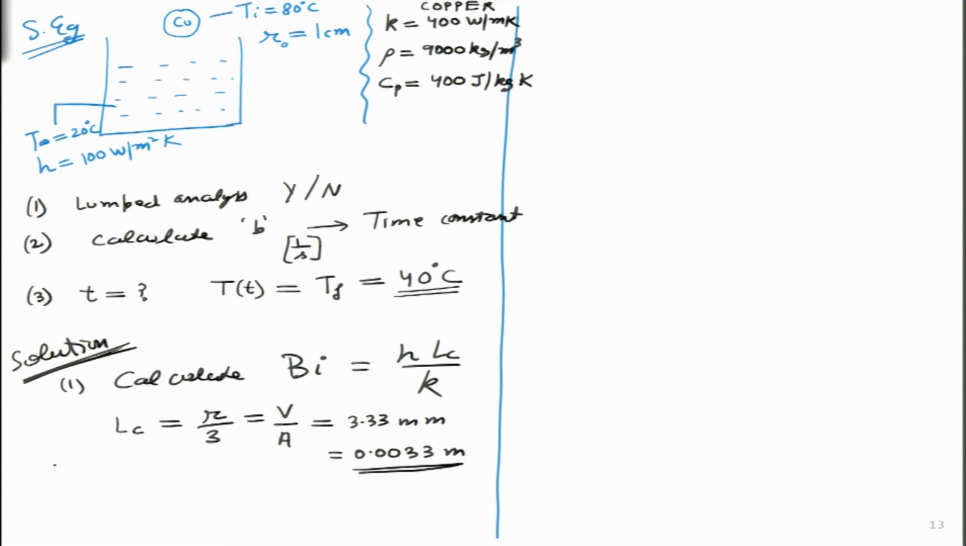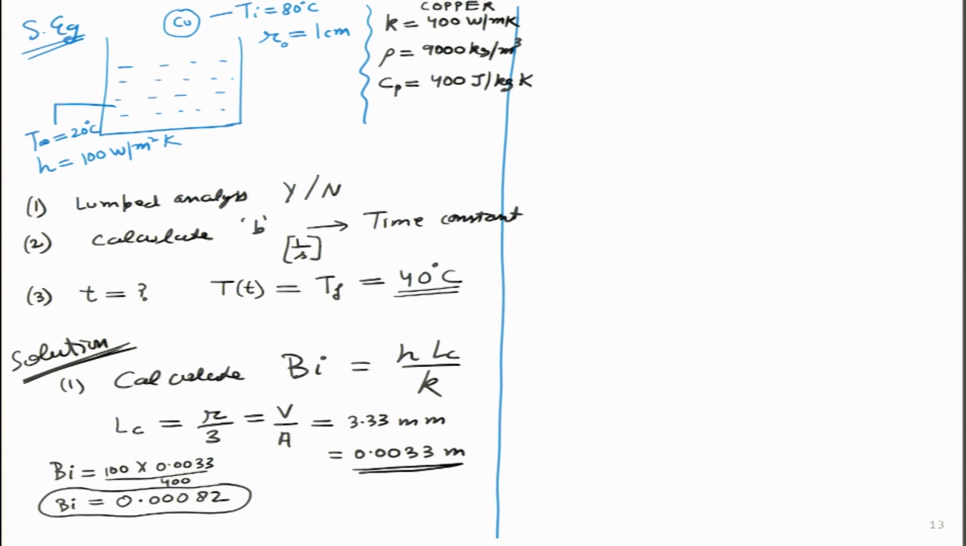Now, I can go and calculate the Biot number from here. I will substitute the value of h. The h value is 100, the L value is very small, 0.0033, and the k value is very large. So, it turns out the Biot number is really small, with 3 zeros and then 82. What unit should come after the Biot number? Please remember the Biot number is non-dimensional, so there are no units after it.